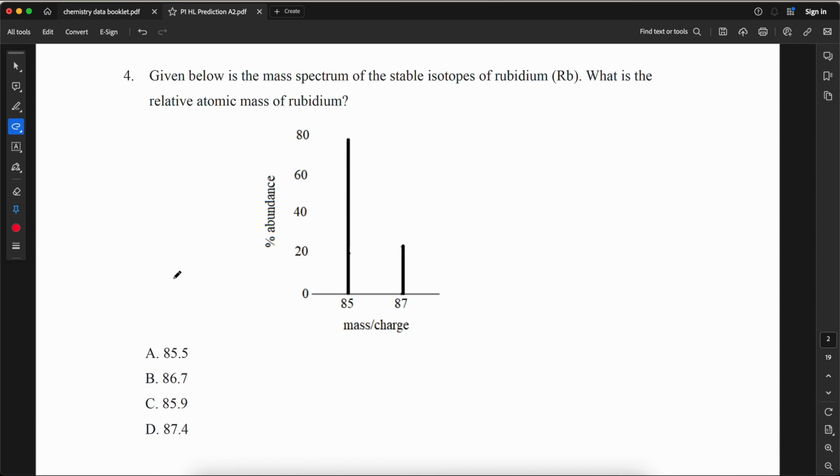Given below is the mass spectrum of the stable isotopes of rubidium. What is the relative atomic mass of rubidium? As you can see here it is 77%, maybe around 77, and this one maybe around 23. So Rb-85 is the most abundant isotope. Therefore, the relative atomic mass should be closer to 85, not 87, as 85 is more abundant here. So the one that is close to 85 is 85.5.